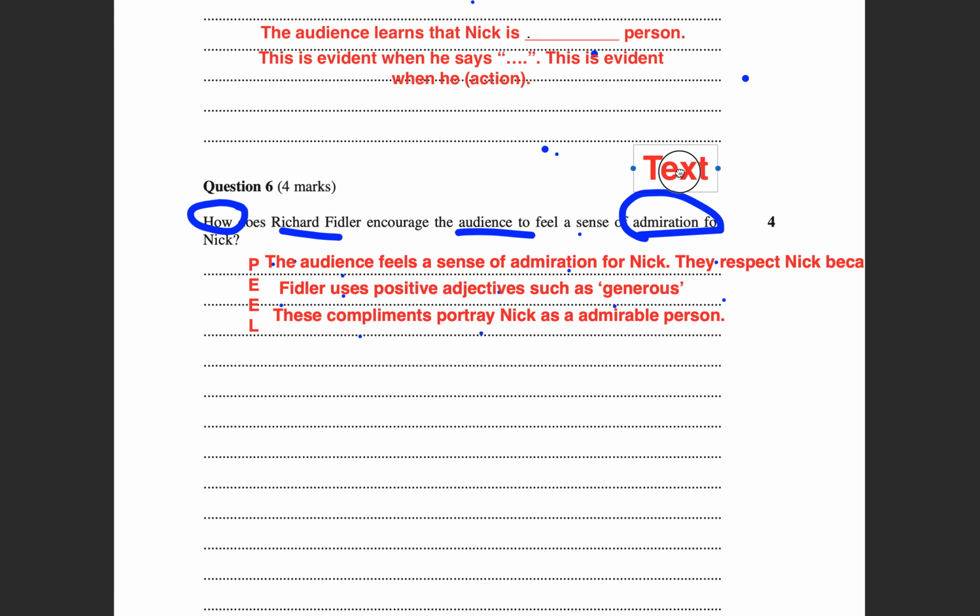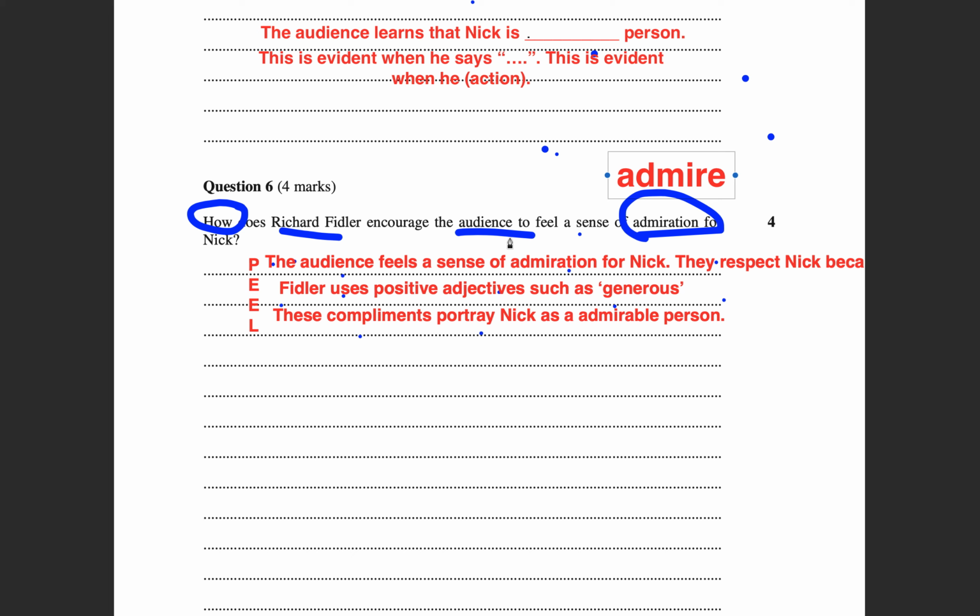If you don't know this word, I suggest that you learn it, highlight it, put the translation above. Admire means to look up to someone, to respect them, because they are hopefully positive people that you want to become or that you want to follow. But admire means someone that you respect, to respect someone. So if I were to make this question shorter, the question would be, how does Richard Feidler make us admire Nick?